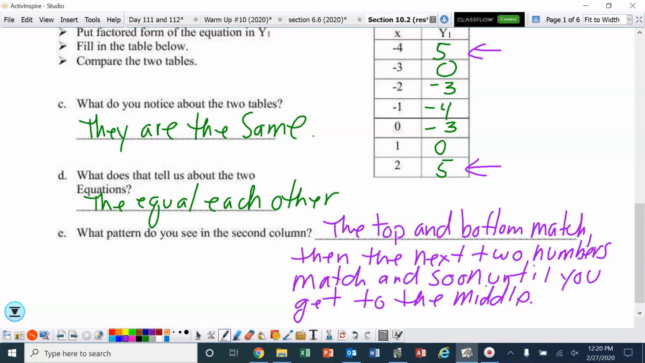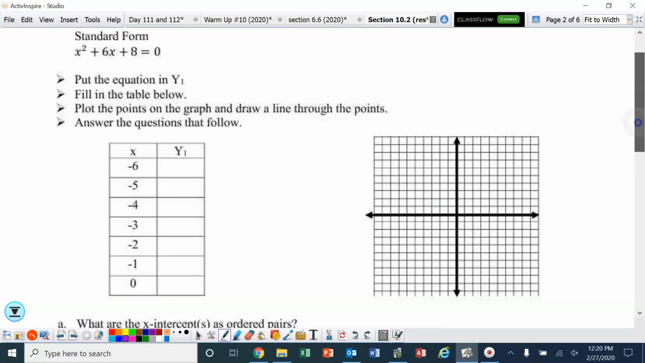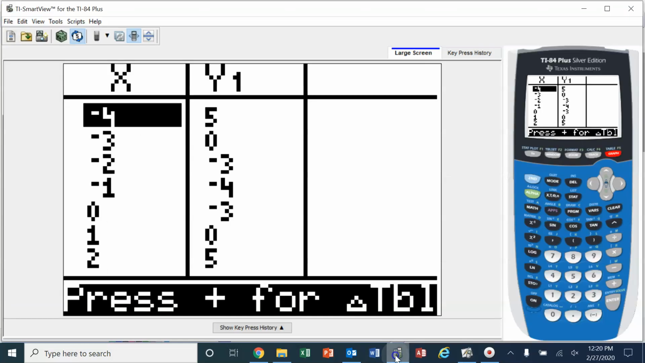Let's do one more example of this, and then that's it for the lesson. Then you're going to practice this with the other problems. All right, let's turn the page. We're going to do the same thing here. We're going to type this standard form into our calculator.